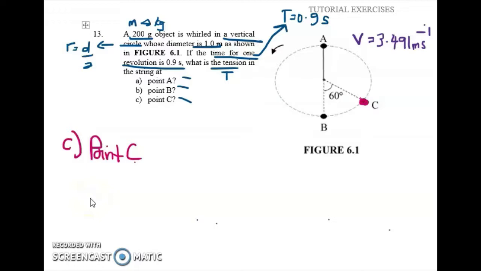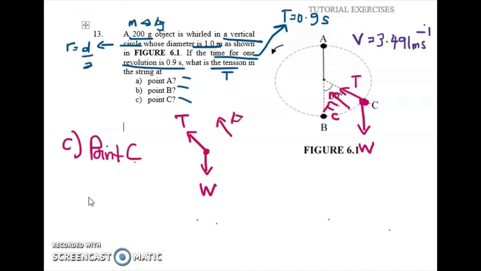So point C is here. Free body diagram: this is the weight, this is the tension, and the direction of FC is that way. If you want to redraw the free body diagram, it will be like this, and then the FC is here.